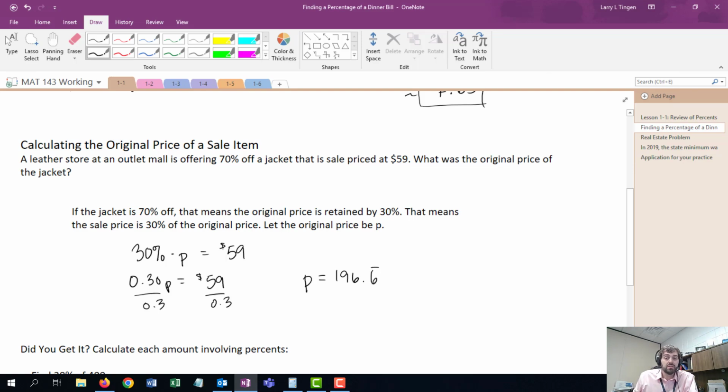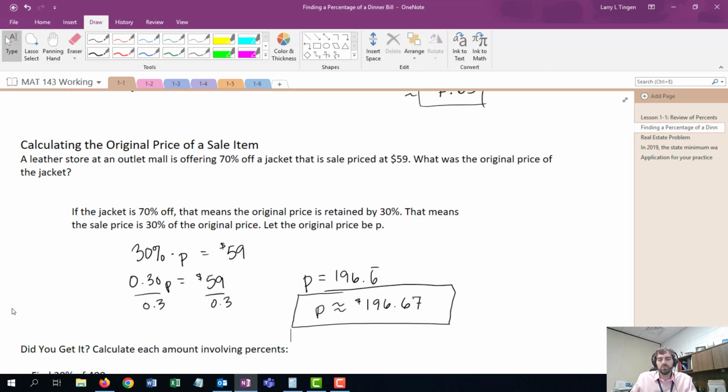And this is money. So even though they didn't tell us how many places to round to, because it's money, we round to 2 places. That 6 going on forever means I'm going to round this to 196.6, and then I would do 6s forever. Well, that second 6 is the cents place, and beside that will be another 6, which means I would round that to a 7. So the original price is $196.67.